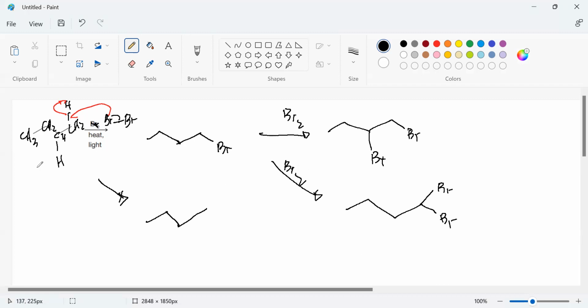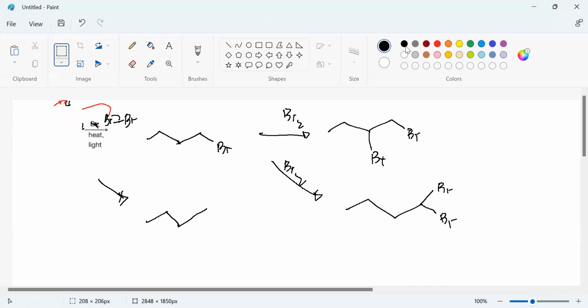Okay, so we have our CH3. Your butane, you have CH3, CH2, CH2, CH3 here. So you have your carbon atoms: 1, 2, 3, 1, 2, 3, 4.